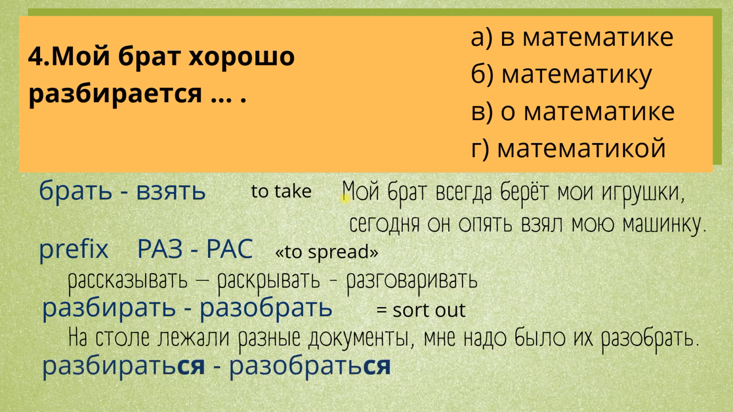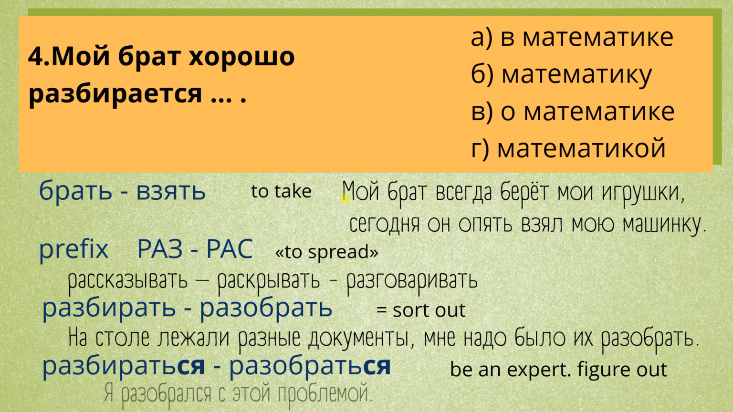But we need разбираться or разобраться. It can be to be an expert or to figure something out. For example, я разобрался с этой проблемой. I figured out this problem. Разобрался. In perfective form, разобраться means to figure something out, to solve maybe a problem.